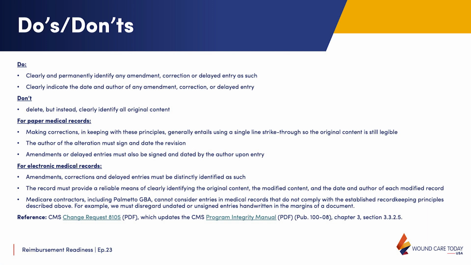So let's look at a few do's and don'ts based on what I just communicated. So do clearly and permanently identify any amendment, correction, or delayed entry as such. Clearly indicate the date and the author of any amendment, correction, or delayed entry. Don't delete, but instead clearly identify all original content. For paper medical records, making the corrections you need to keep within these principles. Generally, it means using a single line strike through the original entry with an initial and a date.